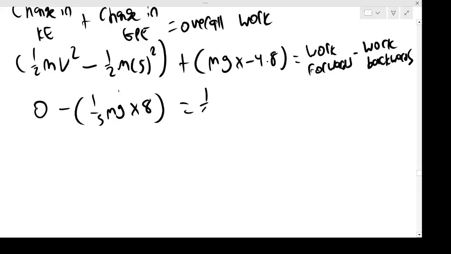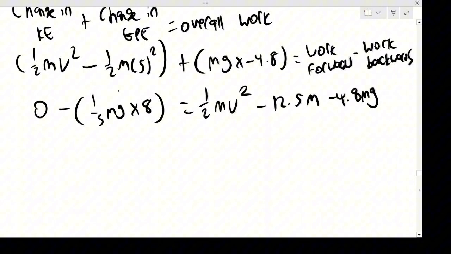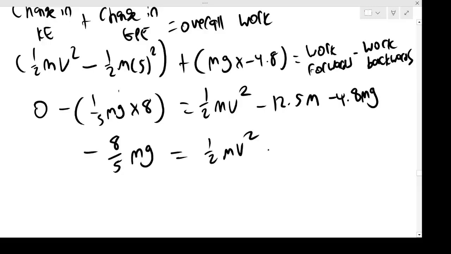Then that's just going to equal half mv squared. So there's going to be a bit of algebra here. And then minus a half m times 5 squared. That's a half times 5 squared, so it's going to be 12.5 m. And then minus 4.8 mg. So there we are, that's the equation. Now we just simplify this if we can. So we're going to get minus 8/5 mg equals half mv squared minus 12.5 m minus 4.8 mg.